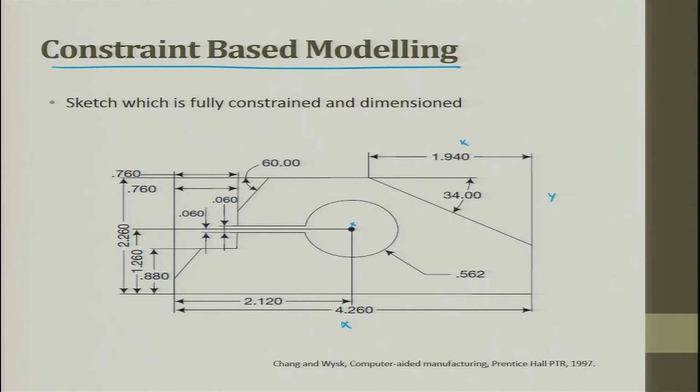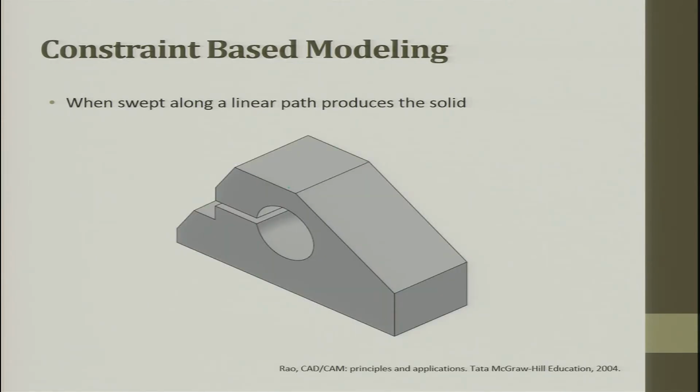So, in constraint based modeling you make a 2D sketch and then stretch it either in the positive direction or in the negative direction, and you get a complete object. When sweeping along a linear path, the solid is made.